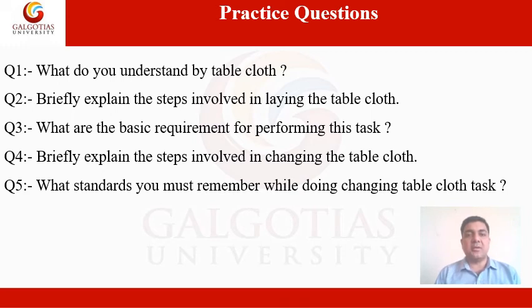The third question which can come from here is, what are the basic requirements for performing this task? What all the things you require, it can be a table or a tablecloth or anything. What all the equipment you require for performing this task you should be aware of. The fourth question which may arise is, briefly explain the steps involved in changing the tablecloth. Not only laying, but after that if you want to change the tablecloth, the basic steps also come in the same.